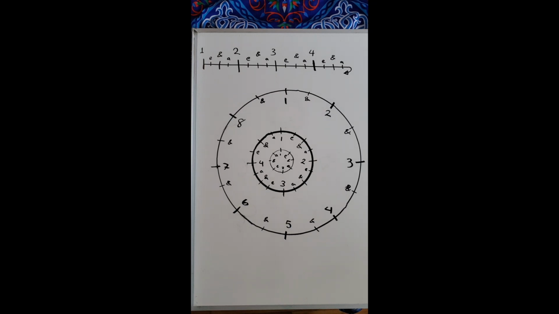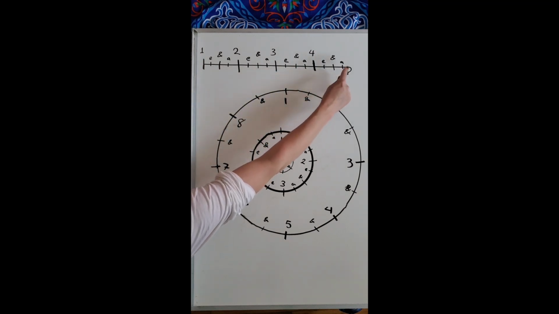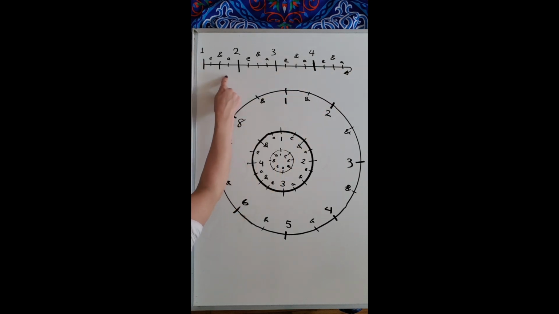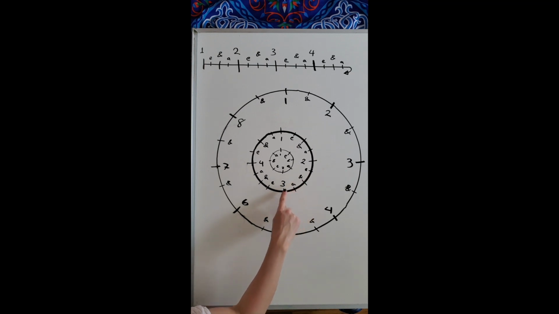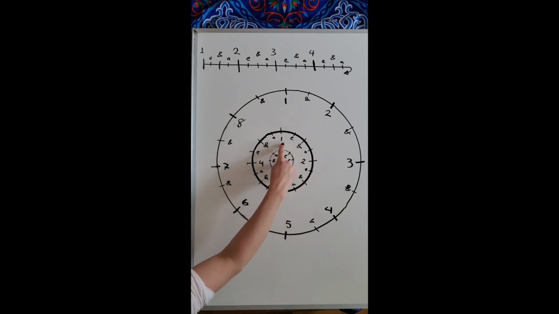The circular notation method helps by bringing your eye right back to the start of the pattern, rather than needing to circle all the way back to the start of the line. So 1 e and a, 2 e and a, 3 e and a, 4 e and a, 1 e and a, versus 1 e and a, 2 e and a, 3 e and a, 4 e and a, 1 e and a, 2 e and a, 3 e and a, 4 e and a.